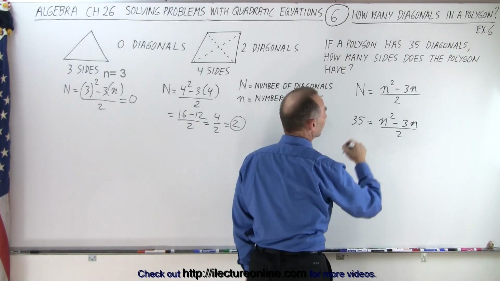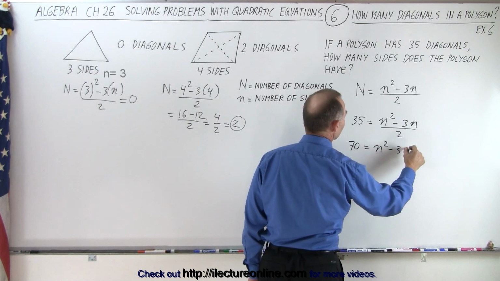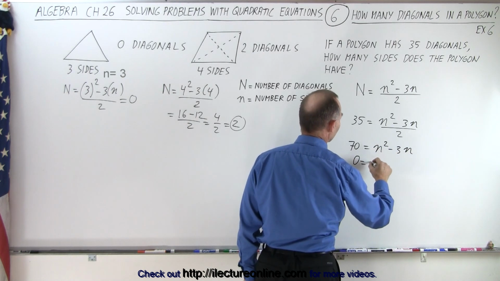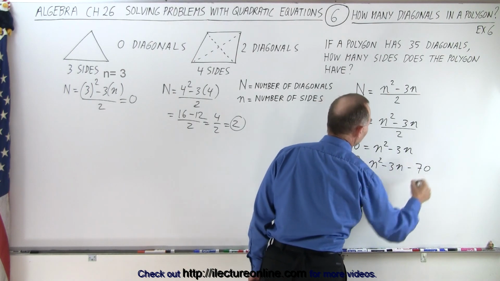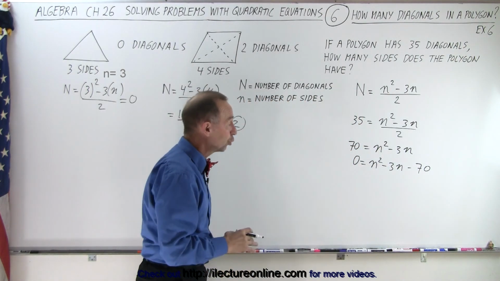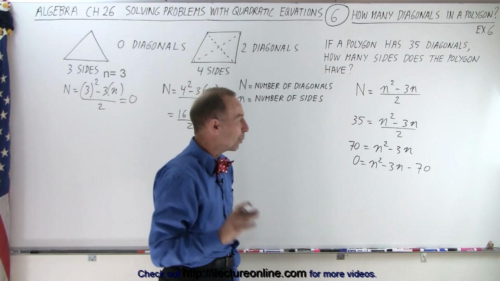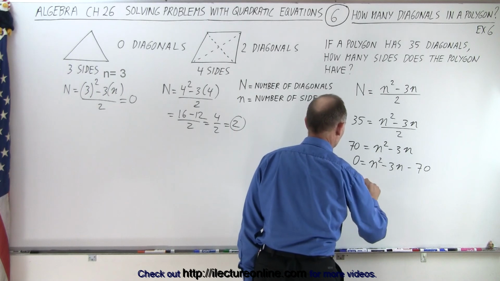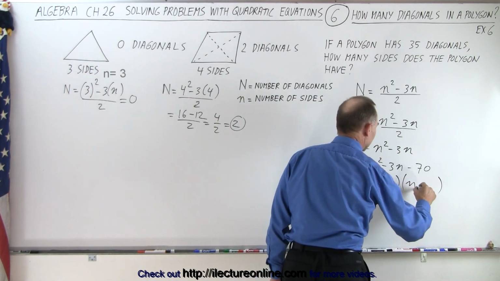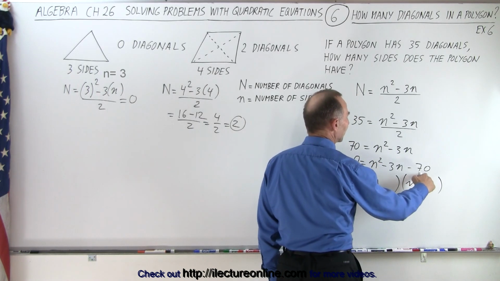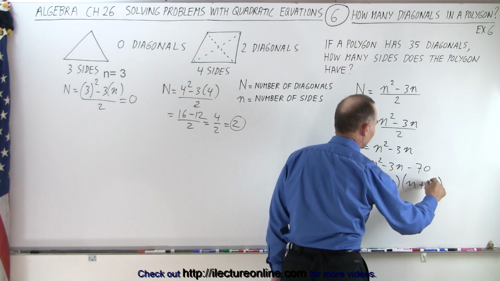We're going to multiply both sides by 2, so we get 70 is equal to n squared minus 3n, or 0 is equal to n squared minus 3n minus 70. So we're looking for two numbers that, when I multiply, I get minus 70, and when I add, I get negative 3. I think we can probably factor this. So 0 is equal to, and we have an n and an n. Two numbers multiplied together give me minus 70, and when I add, I get negative 3, so a minus 10 and a plus 7.